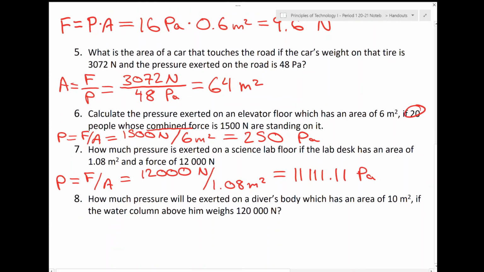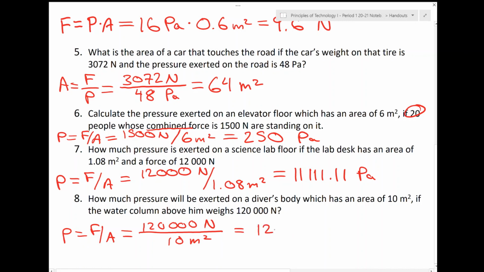Lastly, number 8, how much pressure will be exerted on a diver's body, which has an area of 10 square meters, if the water column above him weighs 120,000 newtons. Pressure is equal to force divided by area for the last time. Our force is 120,000 newtons. The area is 10 square meters, giving us 12,000 pascals.